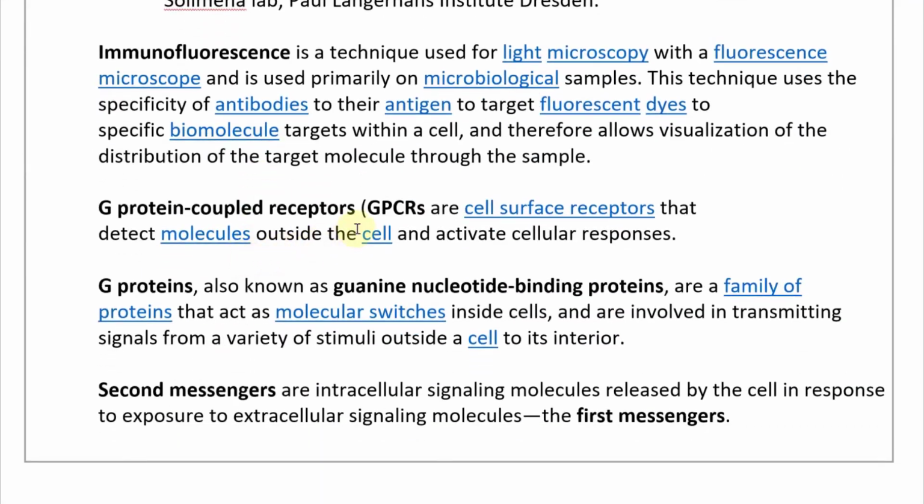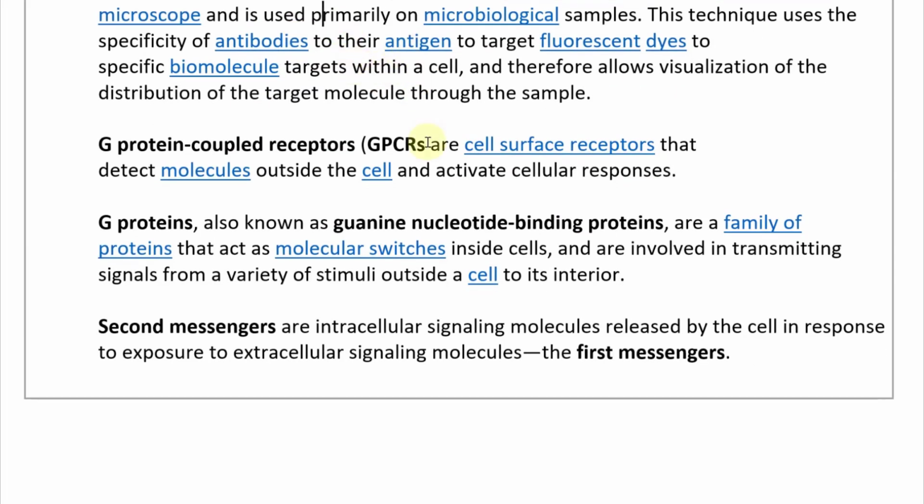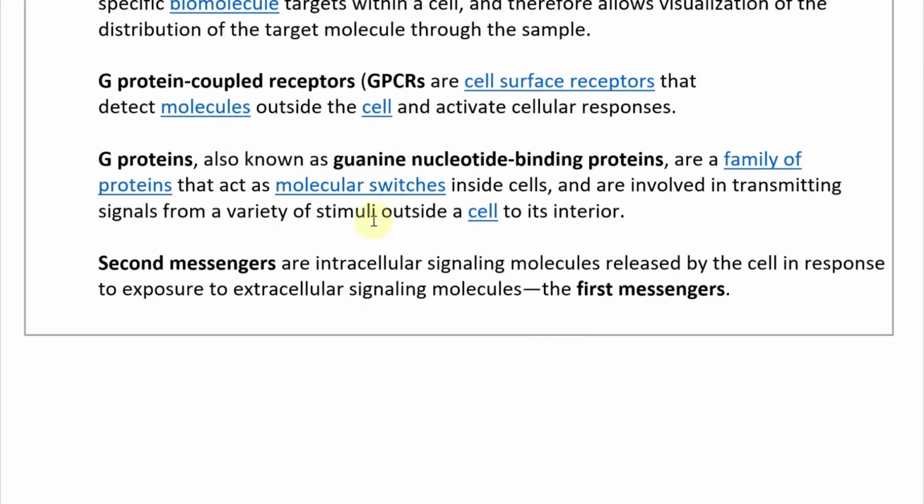So G protein coupled receptors, GPCRs, are cell surface receptors that detect molecules outside of the cell and activate cellular responses. And G proteins, also known as guanine nucleotide binding proteins, are a family of proteins that act as molecular switches inside cells and are involved in transmitting signals from a variety of stimuli outside of a cell to its interior. It's just proteins with specific functions, in this case, signals transmitting from outside of a cell to its interior.